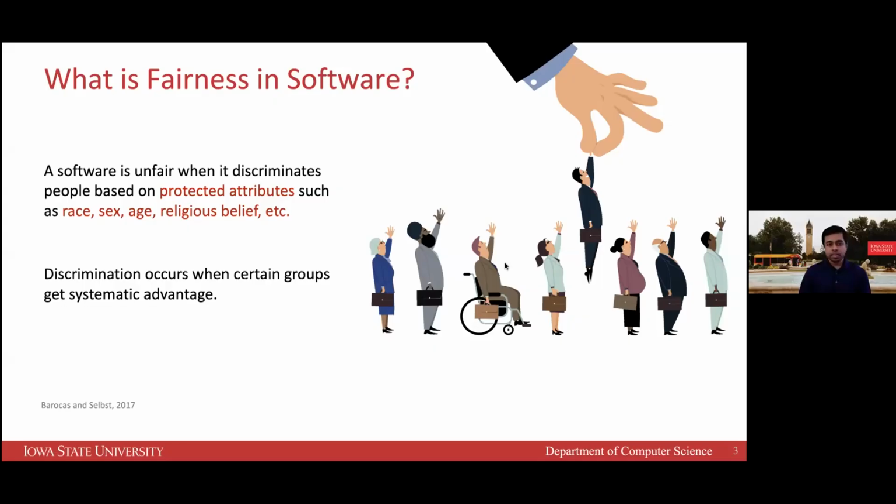What is fairness in software first? A software is unfair when it discriminates against people based on their societal attributes, like race, sex, age, religious faith, etc. We call these attributes protected. So when some privileged individuals or a group gets a systematic advantage from the decision of the software, it is not fair. For example, when a bank approves a loan based on the records of the client, it should not discriminate based on the race of the individuals.